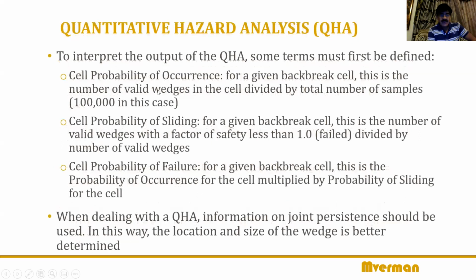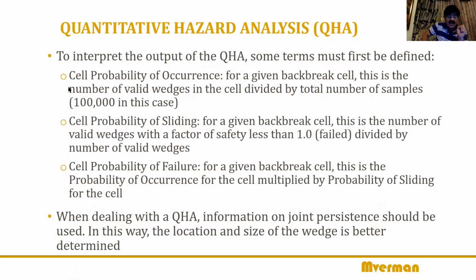So to interpret the outcome of QHA, Quantitative Hazard Assessment, some terms must first be defined, and then we'll go to that. The first term is cell probability of occurrence. For a given back break cell, we have 20 back break cells. This cell probability of occurrence is the number of valid wedges in that cell divided by the total number of samples, which is 100,000.